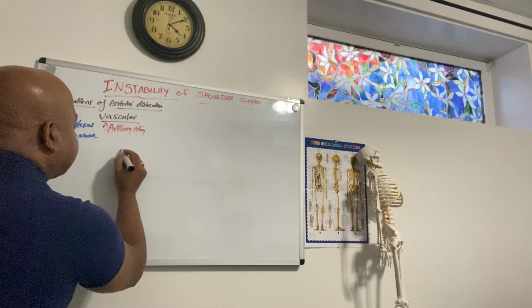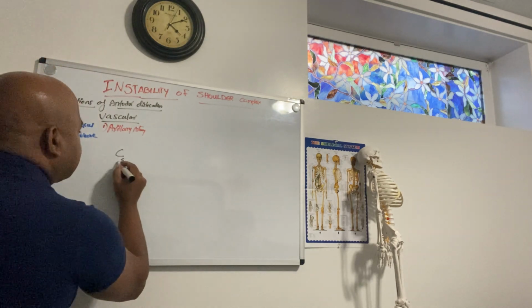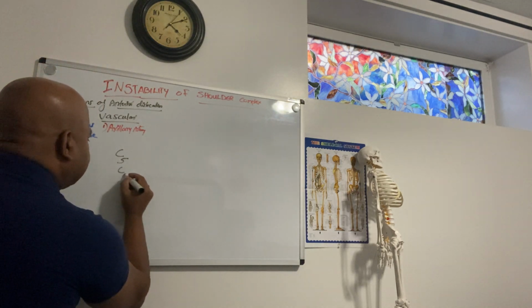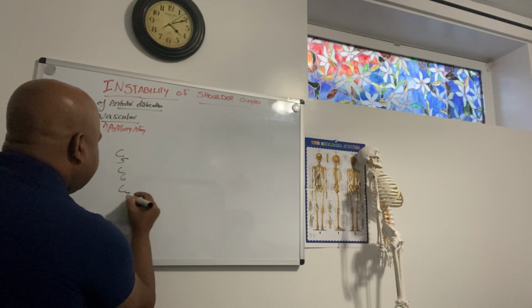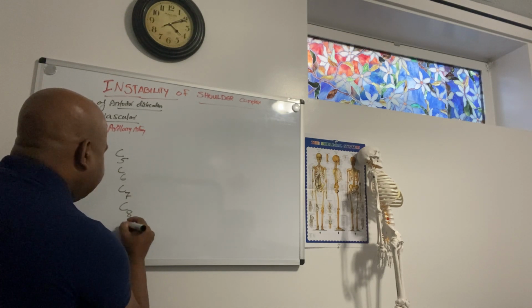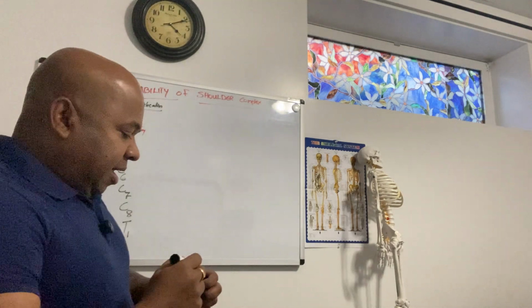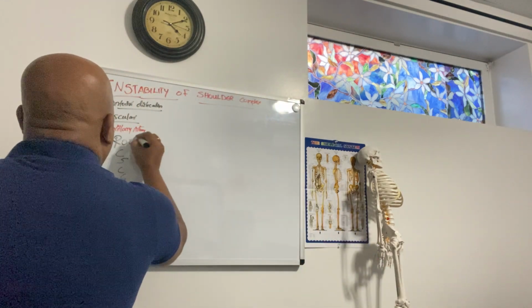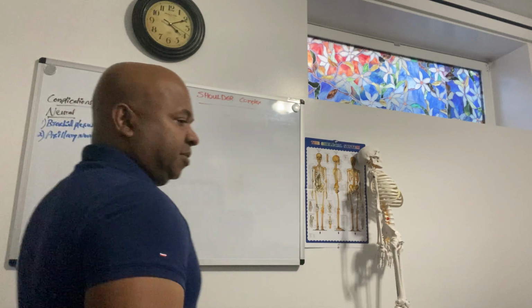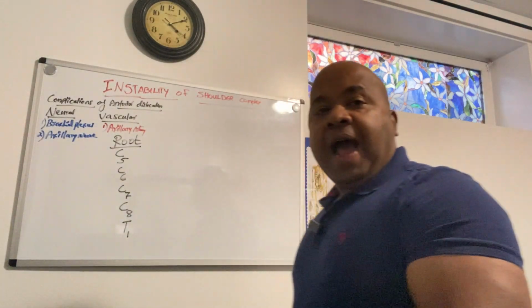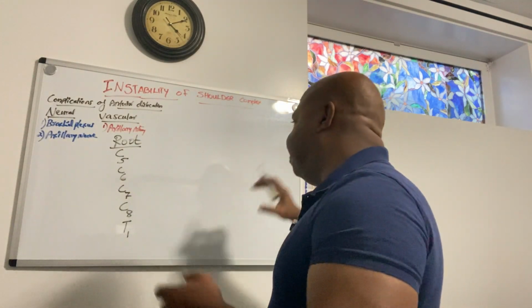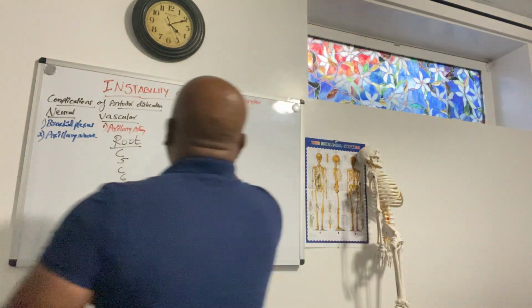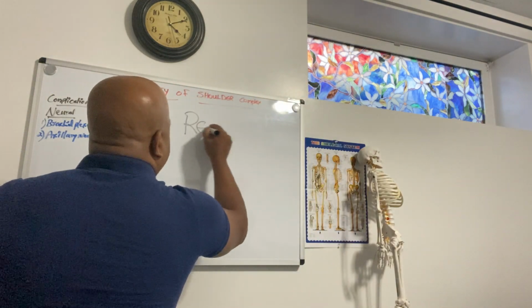The brachial plexus has roots: C5, C6, C7, C8 and T1. This is the root of the brachial plexus. So I made a mnemonic to remember the brachial plexus.